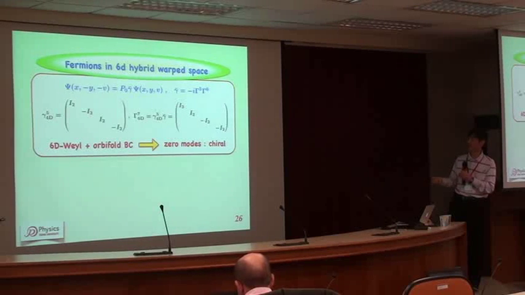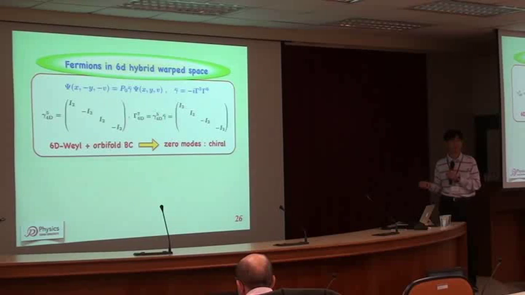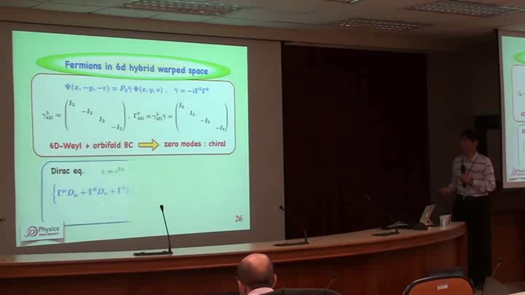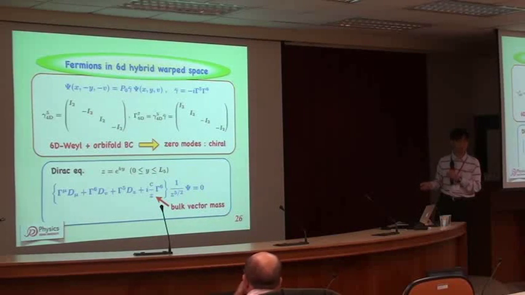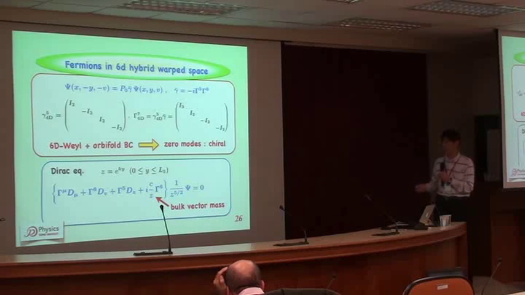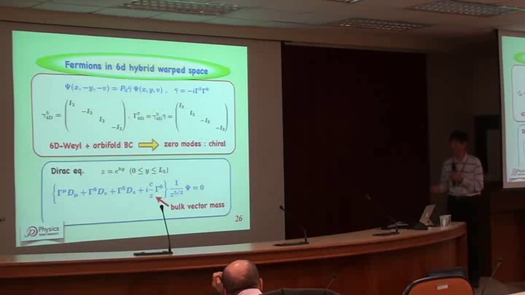Then you can find that indeed the zero mode now becomes chiral. And the Dirac equation is typically given by this one actually. So the 4-dimensional part and the 6-dimensional part. Plus, you can introduce this one. This is in the original Randall-Sundrum. We call it the bulk scalar mass because it was a scalar interaction. But here you have to introduce the coefficient of gamma 6. So it's a bulk vector mass. And then most of the phenomenology analysis in 5 dimensions can be applied.